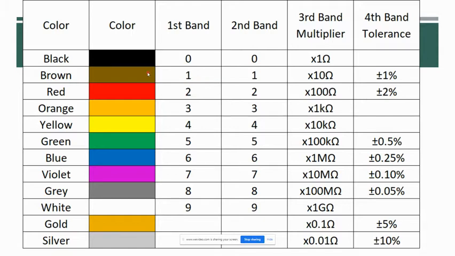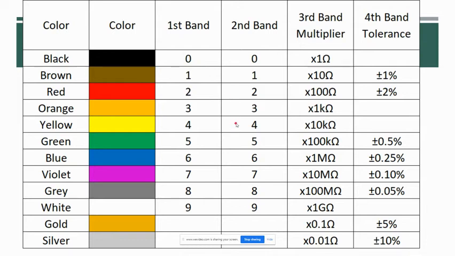If we had a brown red, it would be 1, 2, or 12. You might wonder, how do we get single digits? Single digit ones will start with a black band. So a black yellow would be 0, 4.